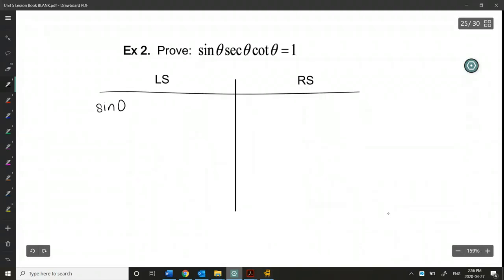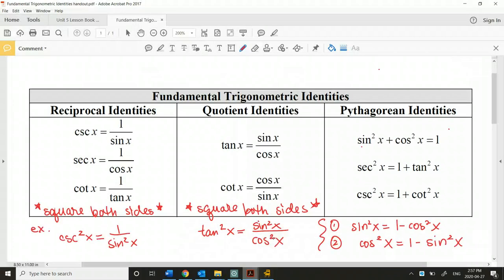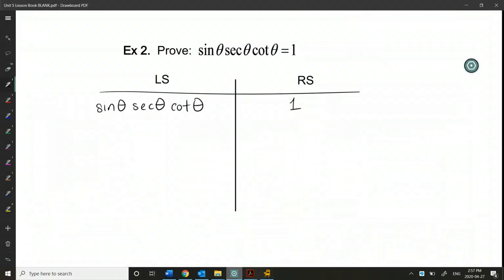So I'm simply just going to copy out my left side and copy out my right side onto their respective parts here. And you'll notice here that we're using theta rather than x, and all of our trig identities have x's. It doesn't matter what the variable is. It can be theta, it can be y, it can be x. If you feel more comfortable with x, go ahead and replace all those thetas with x's. But as long as we keep with the thetas, we'll be fine.